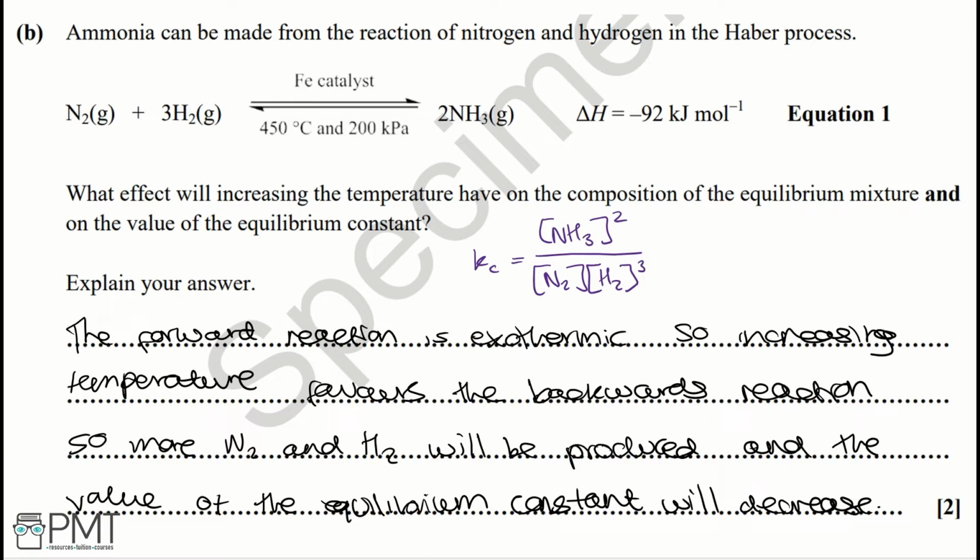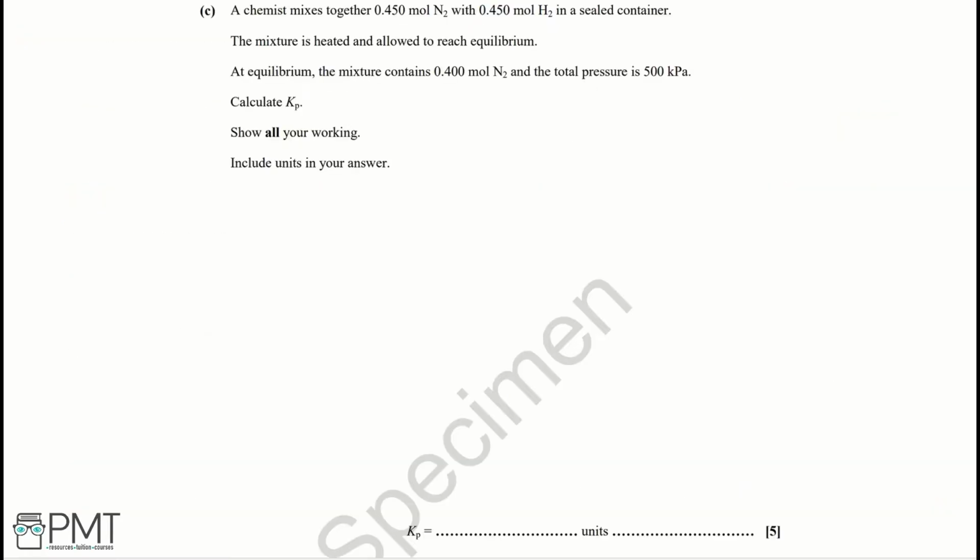To get the marks for this question, you get 1 mark for saying that the forward reaction is exothermic, so increasing temperature favours the backwards reaction. That gets you your first mark. And then your second mark comes from saying that more N2 and H2 will be produced, and so the value of the equilibrium constant will decrease. Part C. A chemist mixes together 0.450 moles of N2 with 0.45 moles of H2 in a sealed container.